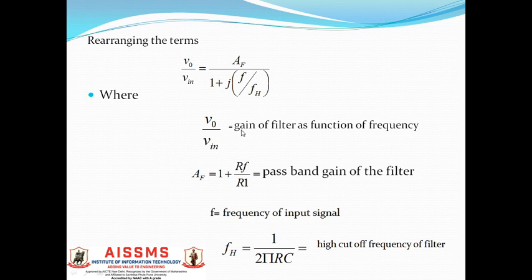V0 upon Vin is equal to the gain of the filter as a function of frequency. Then you have AF is equal to pass band gain of the filter. f is the frequency of input signal, and fH is equal to 1 upon 2 pi RC is the high cutoff frequency of the filter, right? Now this is how you have come to the higher cutoff frequency of the filter.